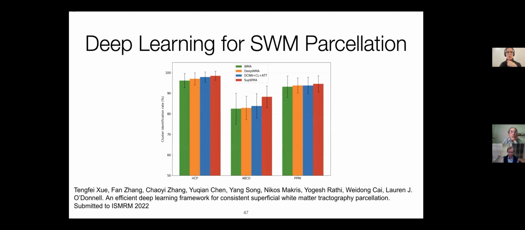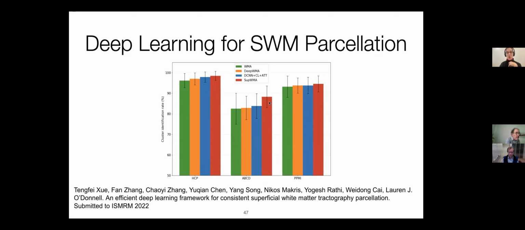And we're also working on deep learning for superficial white matter parcellation. So this is a recent result that we just submitted to ISMRM. One of my students is developing a deep learning method to apply our current superficial white matter atlas, but to better identify the actual structures. And you can see that these are results from 3 data sets, subjects from the HCP, the ABCD, and the PPMI data set. And our new method is in red.